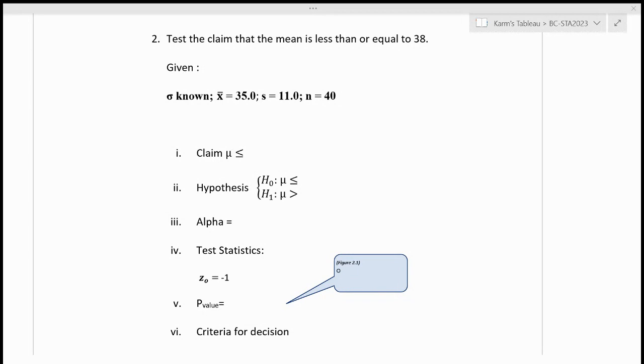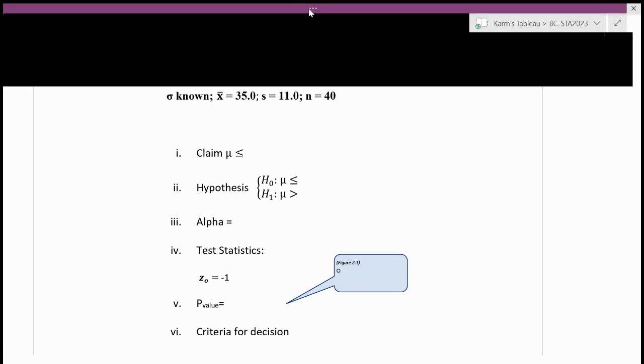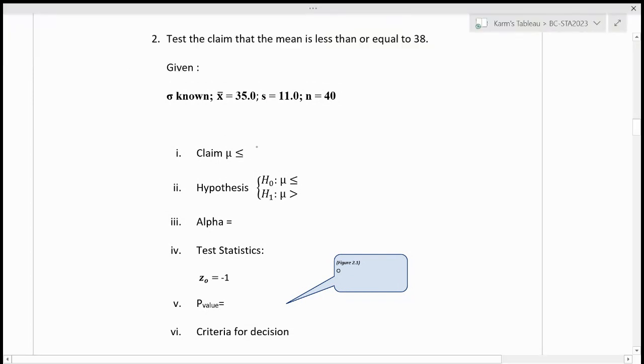Okay then, as you can see, the claim will be what? This one saying the mean is less than or equal to 38. Less than or equal to, this is the symbol that we use for it. So therefore, I'm just going to put 38 over there, and I'll repeat the same thing on both sides. The hypothesis is 38. So 38.